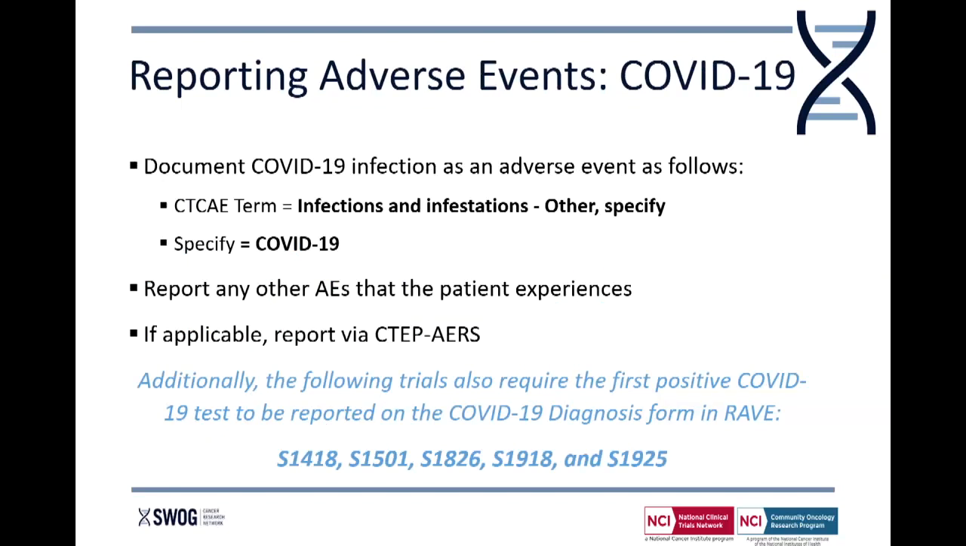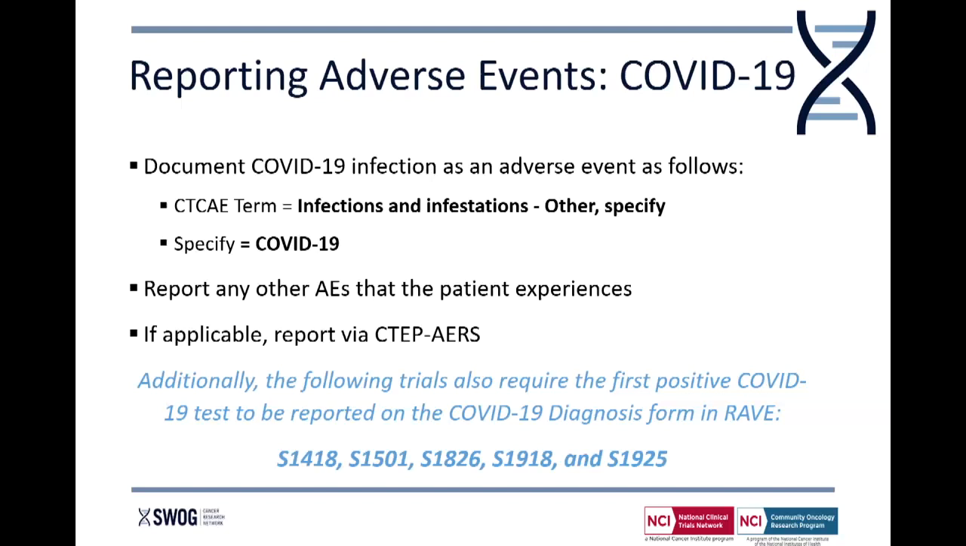Okay, so now that I've warned you to use other sparingly, I'd like to highlight a time when the other category should be used, which is when reporting a COVID-19 infection. For any COVID-19 infection, an adverse event must be reported on the adverse event or late effects form using the CTCAE term infections and infestations other, and then using the text COVID-19 in the specify field. I'll show you an example of this in a few slides.